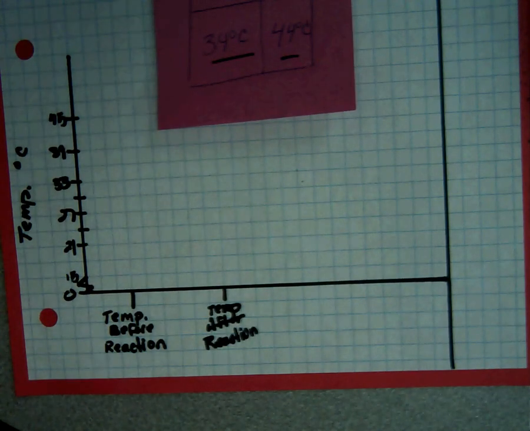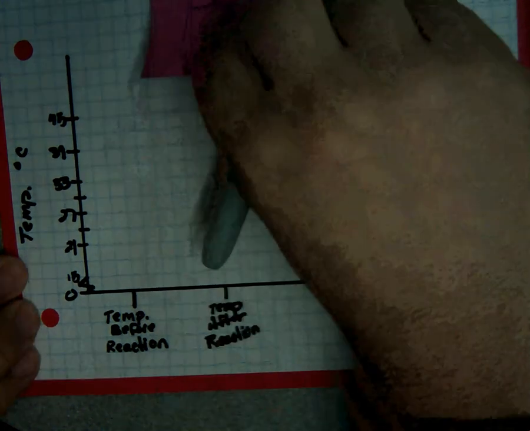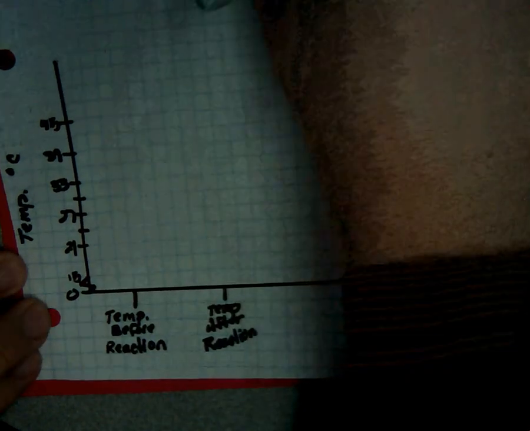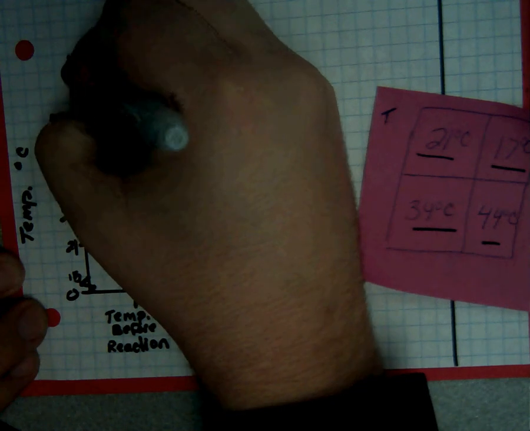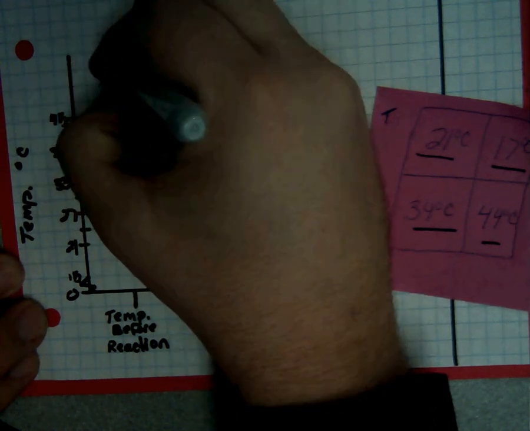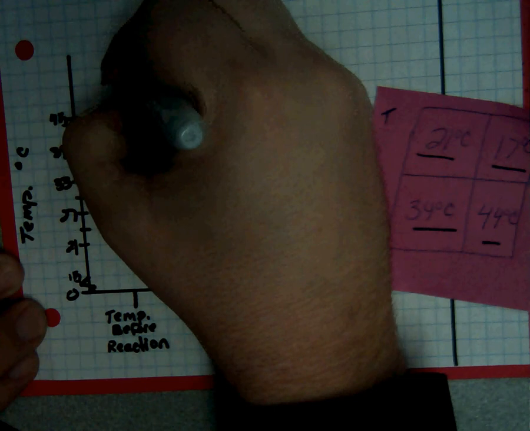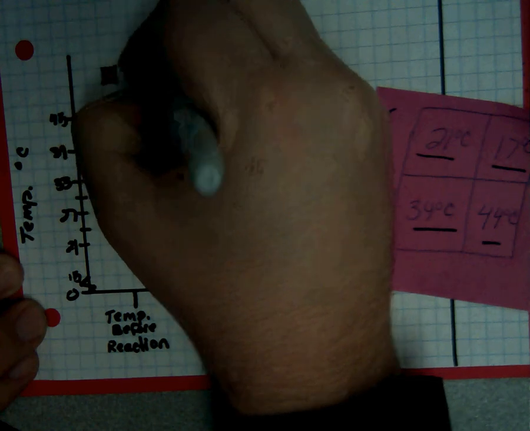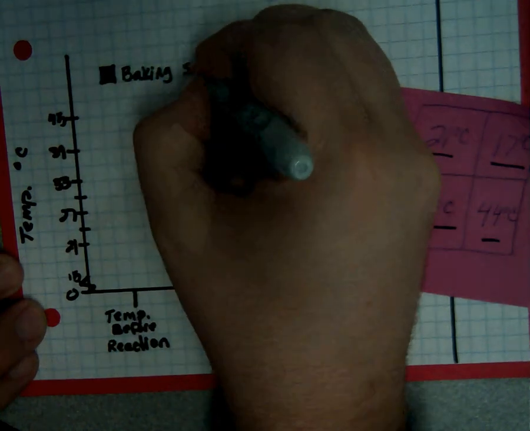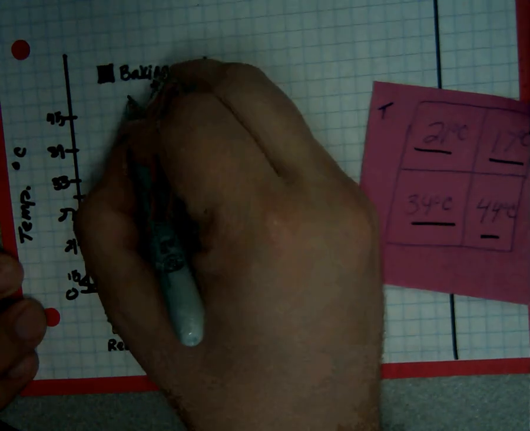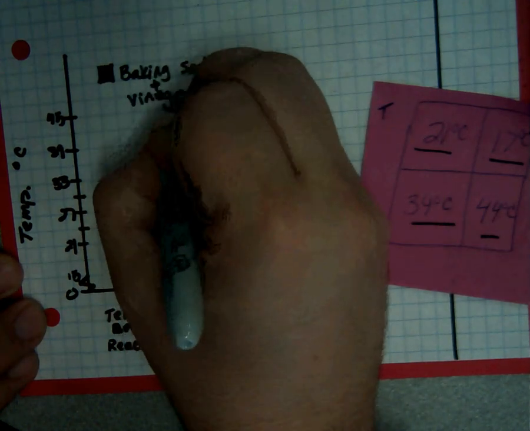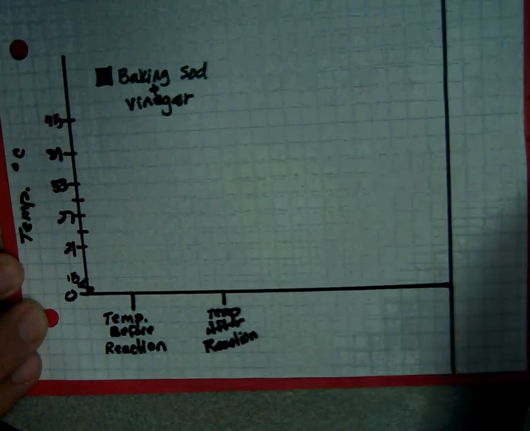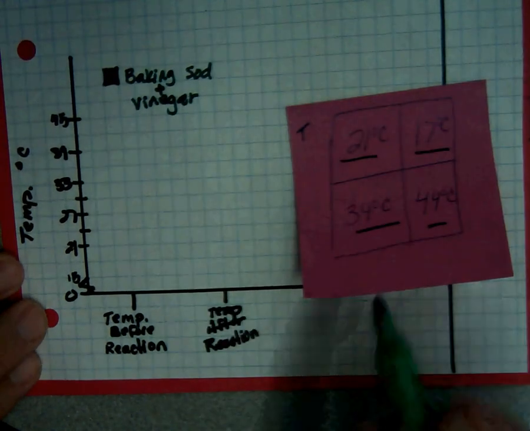So what I'm going to do is I'm going to label this, and I'm going to say that with my data table over here, this green is going to be baking soda and vinegar. So now I'm just going to graph my data. I'm doing a line graph, so I'm looking for dots.